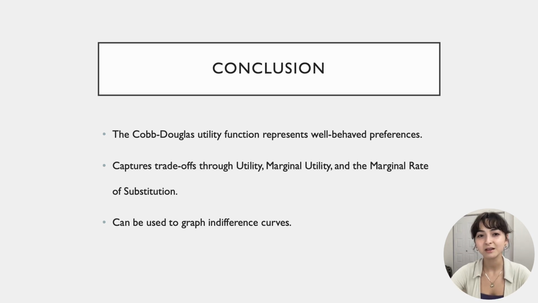In conclusion, Cobb-Douglas utility functions are a powerful tool in microeconomic theory for modeling consumer preferences under the assumption of well-behaved, continuous choices. By capturing the trade-offs consumers make between goods through utility, marginal utility, and the marginal rate of substitution, these functions provide both analytical clarity and graphical insight. While they are not suitable for every preference type, their structure makes them especially useful for studying balanced consumption decisions and predicting demand.